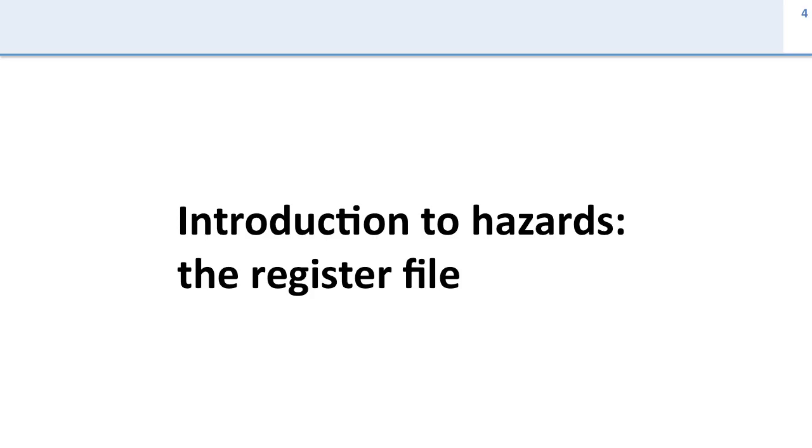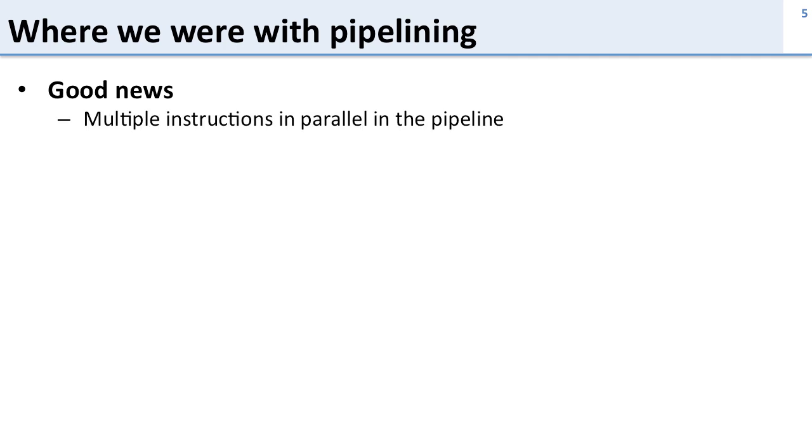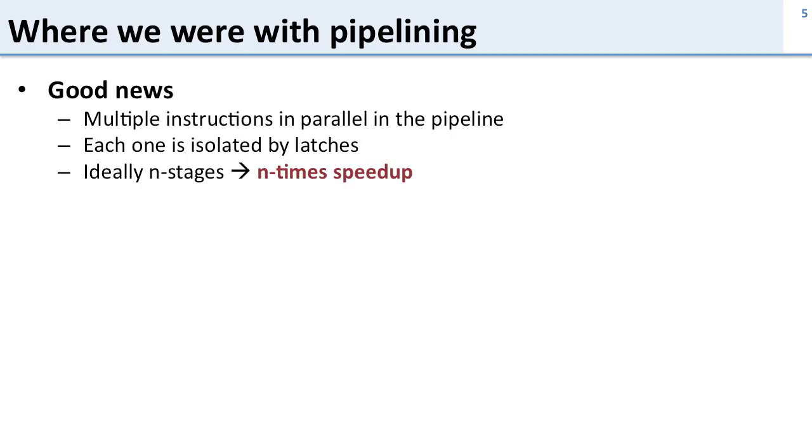So let's go ahead and get started with an introduction to hazards, and we're going to look at the register file. So where were we with pipelining from the previous lecture? Well, we'd seen some good news. So we saw that with pipelining, we can have multiple instructions in parallel in the pipeline. Each one is isolated by latches, and this is great. It means that if we have an n-stage pipeline, we can get an n times speed up. So a lot better performance by using pipelining.